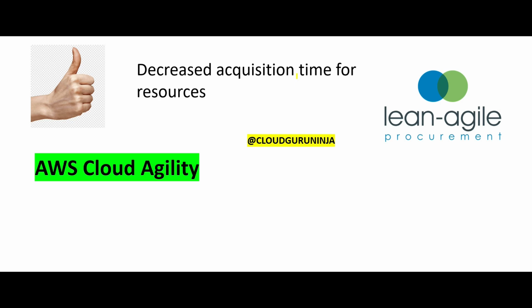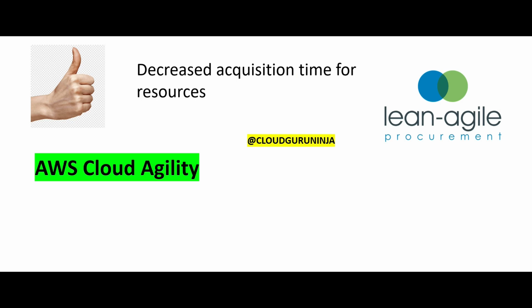Cloud agility: you decrease acquisition time for resources. That means what? You want to add some hardware in your on-premises. You will put up a requisition request, vendors will be sorted out, and then you will choose a vendor. That guy will deliver it. So it takes 2 to 3 months in that process.